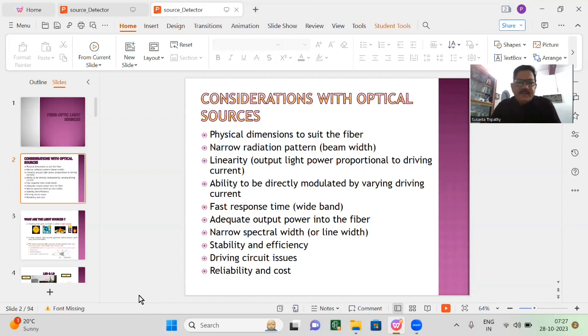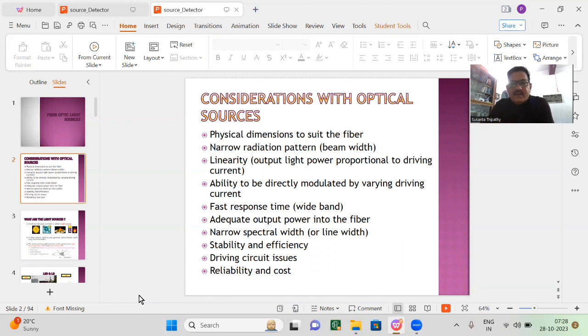And the third property which the source should also satisfy is what is known as linearity. When we talk about the linearity of the source, we mean that the relation between the output power and the input driving current for the particular source should be a straight line. Otherwise, this source cannot be modulated, and as a result you cannot use this source for any practical applications.